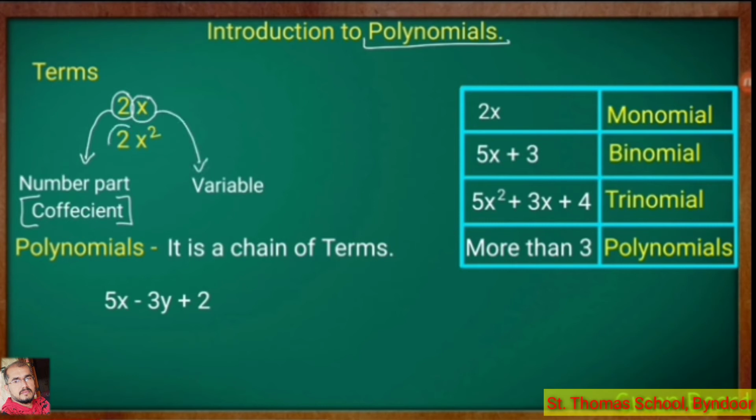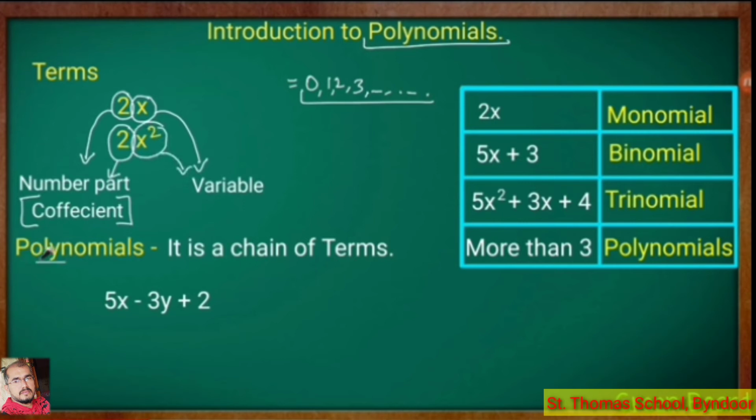In the second example, 2x square, 2 is also the number part. Its coefficient is 2. And x square is the variable, where 2 is a power. The power can be any whole number. The whole numbers are 0, 1, 2, 3, 4 and so on. All these whole numbers we can consider as a power. That's why x square is one of the variables.